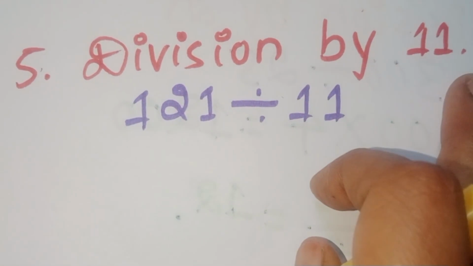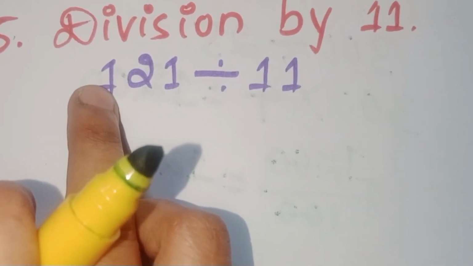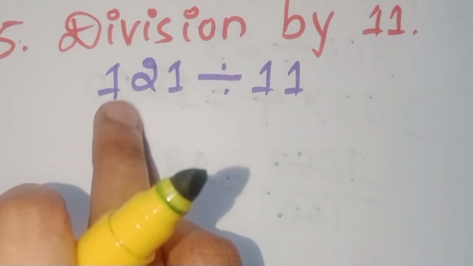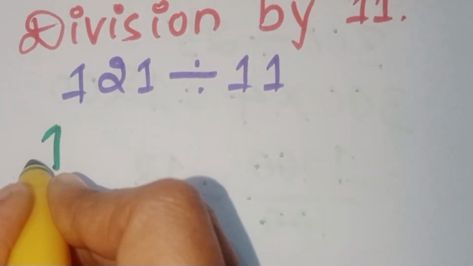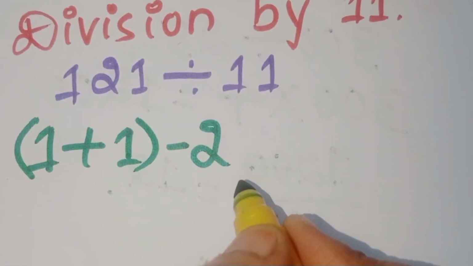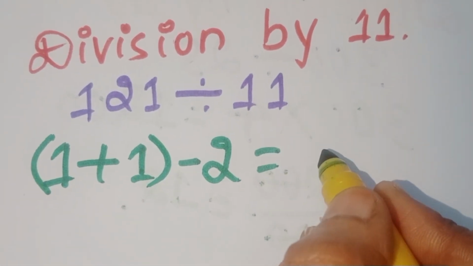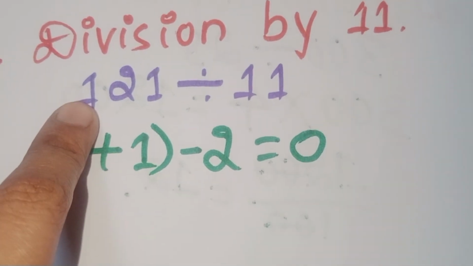Trick 5. Division by 11. By 11, the difference of the alternating digit sums should be 0 or a multiple of 11. 1 plus 1 minus 2 is equal to 0. So, this number is divisible by 11.